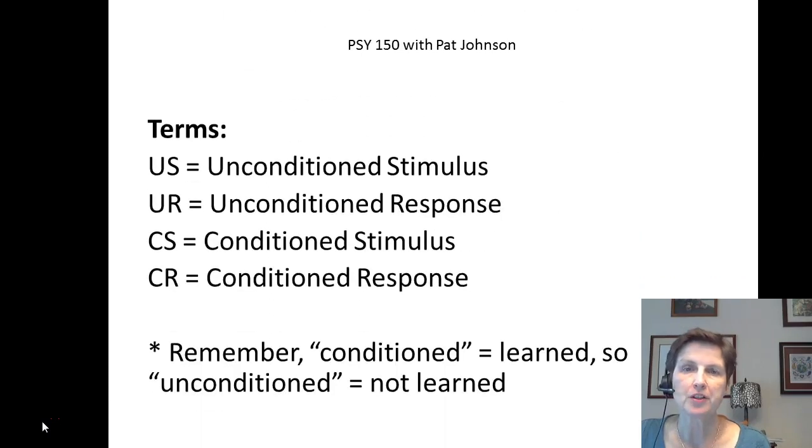And as a quick reminder, remember that the term US means unconditioned stimulus, UR is unconditioned response, CS is conditioned stimulus, and CR is conditioned response. And remember, conditioned equals learned, so unconditioned would mean not learned.